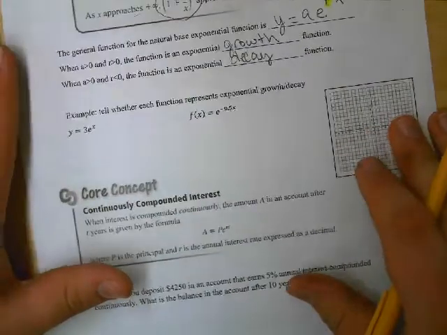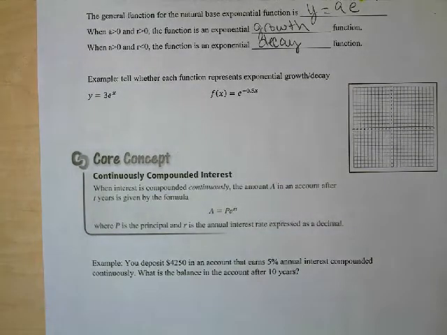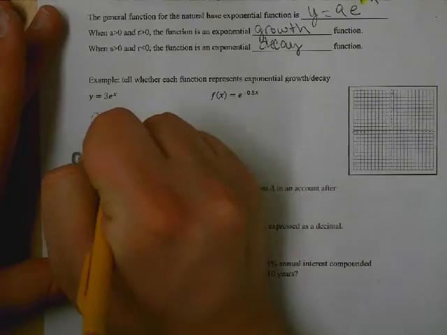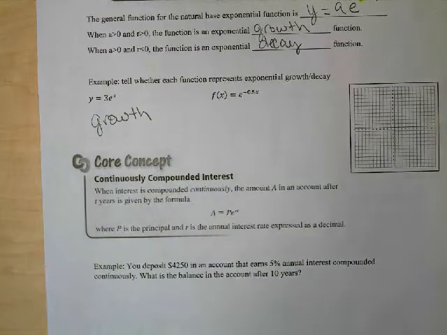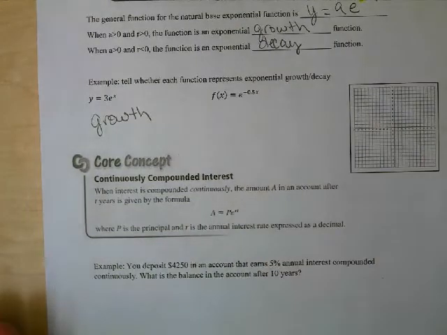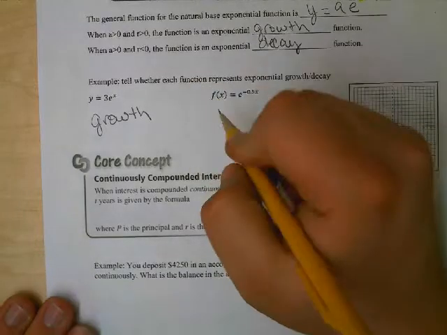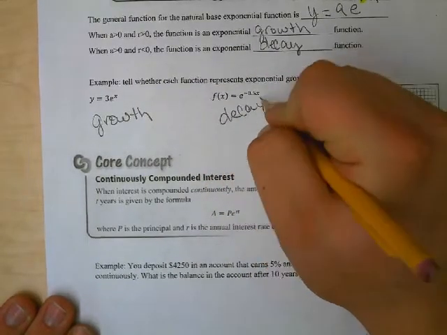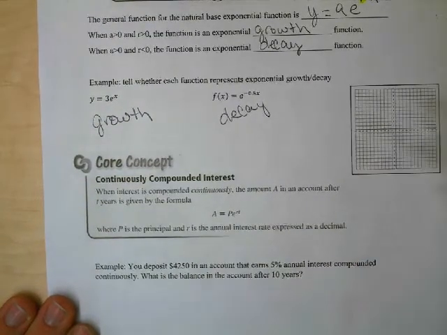So moving on, some examples. 3 times e to the x. Is this exponential growth or decay? Growth. Why? Because both A and R are greater than 0. Yep, that would be growth. For our next one, is this growth or decay? Decay. Why? Because it's less than 0. Yeah, this negative 0.5 is less than 0. My bad, thanks for catching me.